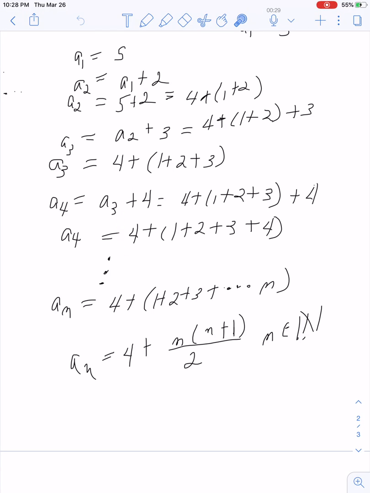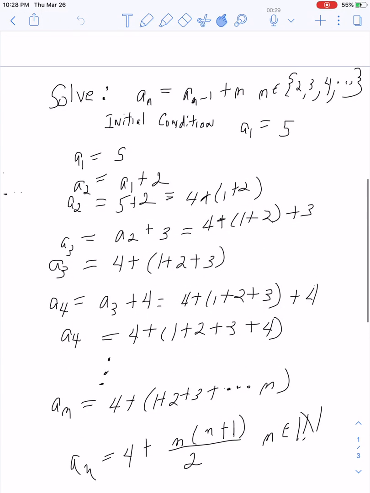Notice that at the very beginning, my recurrence relation was only good starting at 2, but now after I've solved it, it's good for starting at 1. In other words, it picks up the initial condition.